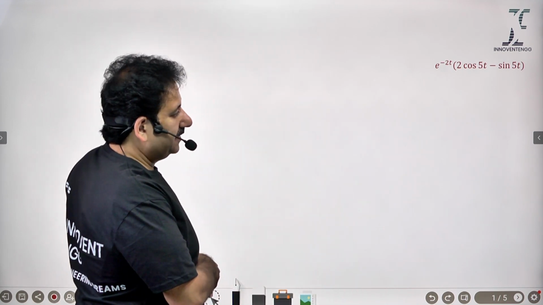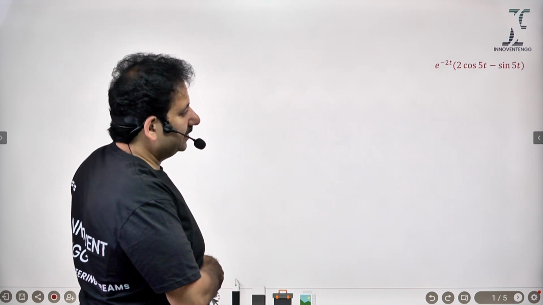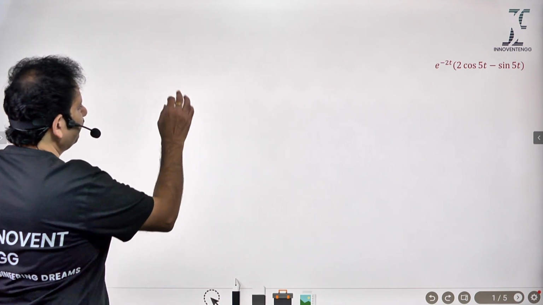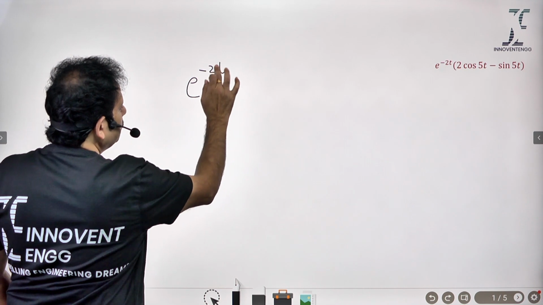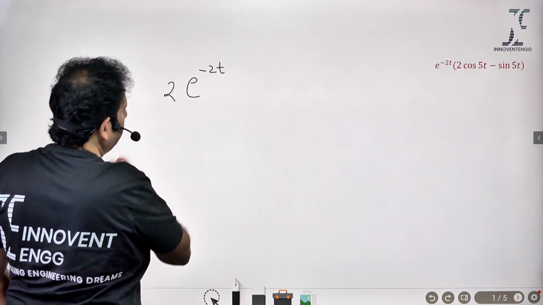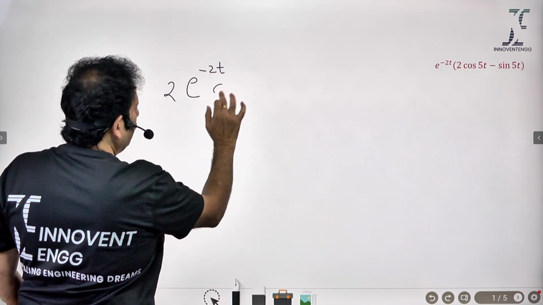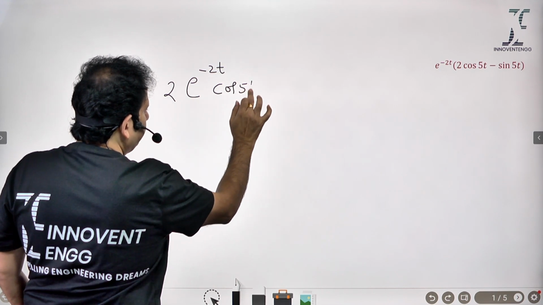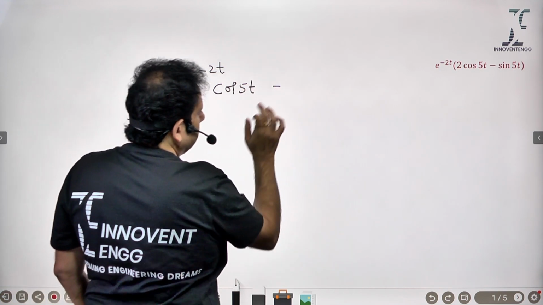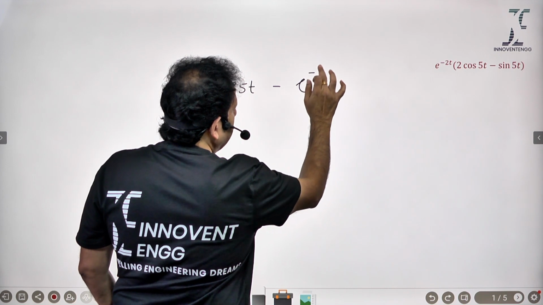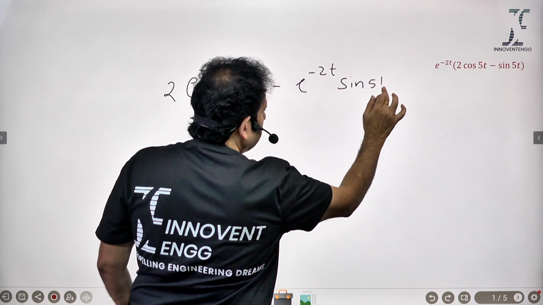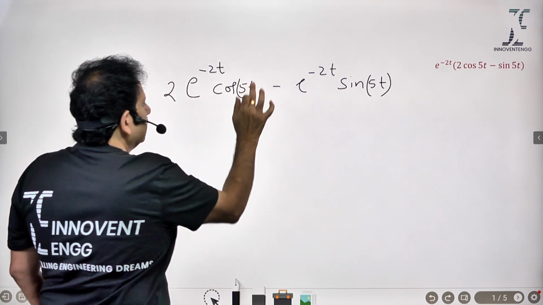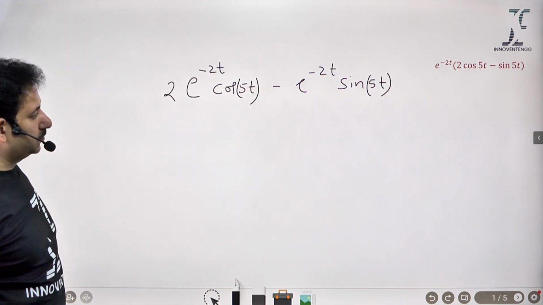But that apart, how are you going to solve this? It's very simple. Now the function is going to be rewritten as e power minus 2t, of course, 2 as a constant can be taken out, cos 5t minus e power minus 2t into sine 5t, right? So you have got these two functions.